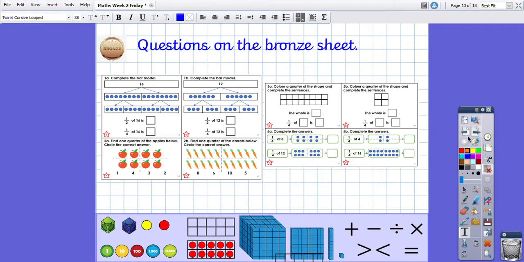Okay, so bronze today, you're going to complete the bar models. It's broken it down into halves and quarters, so make sure you read it carefully. Just like I did with the peaches, you've got to find a quarter of the objects and circle the answer. You've got to colour a quarter and fill in the boxes just like I did, and then complete the answers. The diagrams are there to help you.